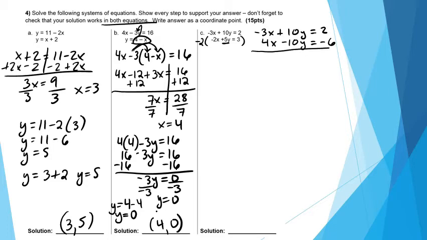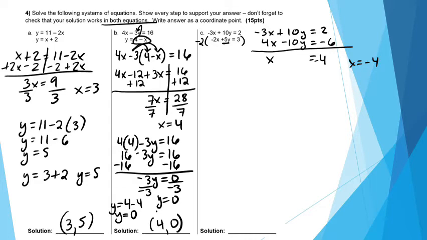So now I'm going to just add these equations together. Negative 3x plus 4x makes x. 10y minus 10y is just eliminated, and then equals 2. All right, going back to that for just a second. So x equals 2 plus negative 6 is negative 4. So I'm thinking that x is going to equal negative 4.